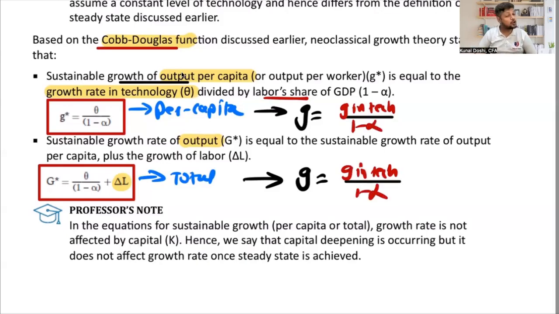But when I look for the total growth rate, I add one more thing, that is the change in labor. Honestly, if you ask me personally, I don't expect this formula to be tested in the exam, because they have so many things to test in economics, and for just a meager 3 or 4 questions, this is rarely tested. But just for your reference, I'm putting up this formula: growth in technology divided by the share of labor in the GDP, that is 1 minus alpha, plus the change in labor, if they ask you for the total growth in the GDP.